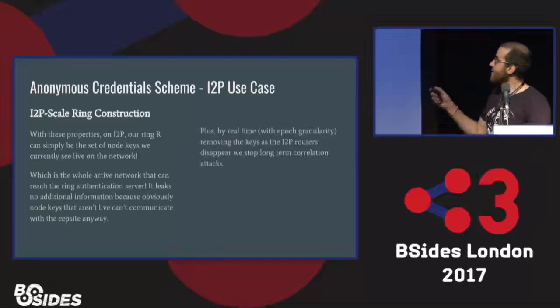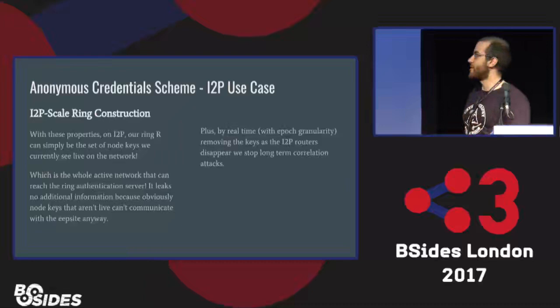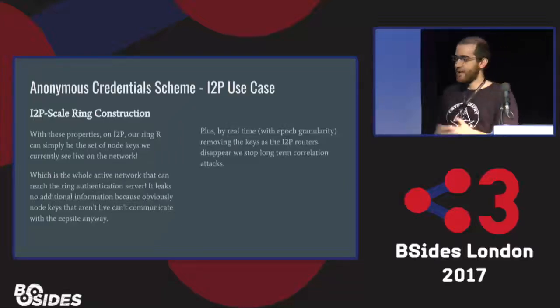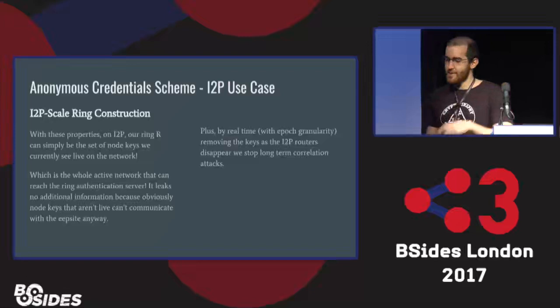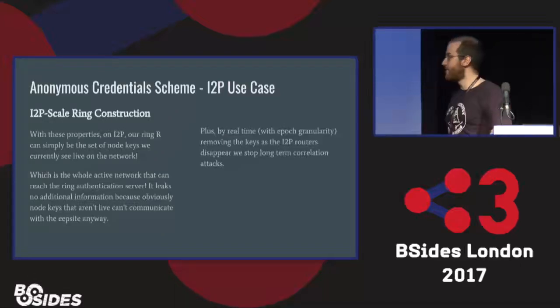Plus, in real time, an epoch regulator updates the ring every 30 minutes. If we remove the keys as the I2P routers disappear and are no longer reachable, we stop long-term correlation attacks. So today, the ring is completely different from tomorrow because the nodes today are completely different from the nodes tomorrow. Also because I2P routers cycle their keys after a while.